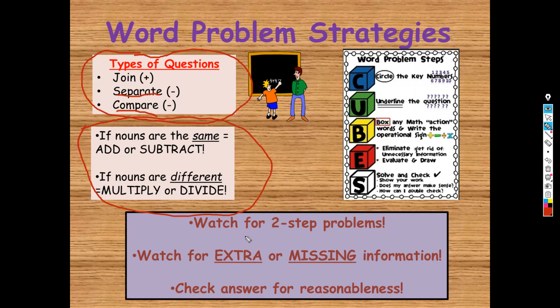All right. Sometimes they ask you more than one step for a word problem. You may have to watch for extra or missing information, and you always need to check if the answer is reasonable. All right, so now let's get to some questions.